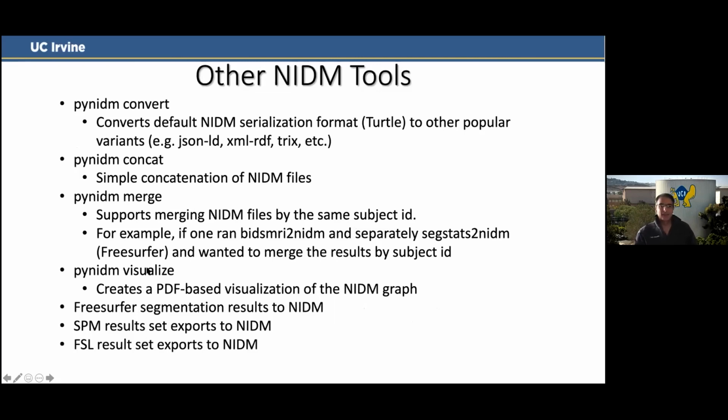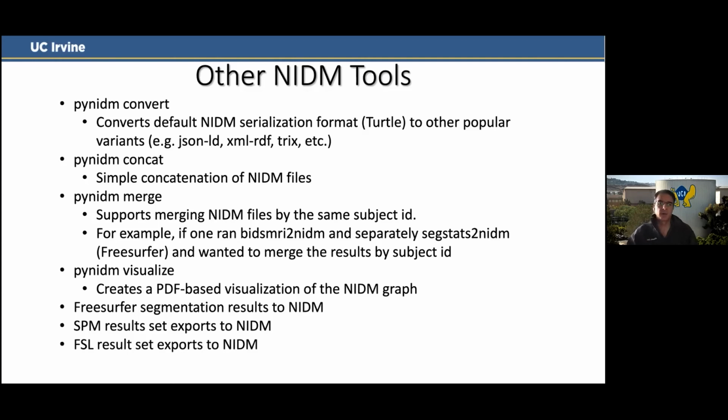Okay, so we have one more slide here. Essentially, we have a lot of other NIDM tools to convert serialization formats, to concatenate NIDM documents together, to merge them on subject ID or things like that, to visualize the NIDM document as a graph, and then we're working with some tool developers. The idea is that we need to get the tool developers to output their results and workflow information as linked data in order for this sort of life cycle of data idea to really work.